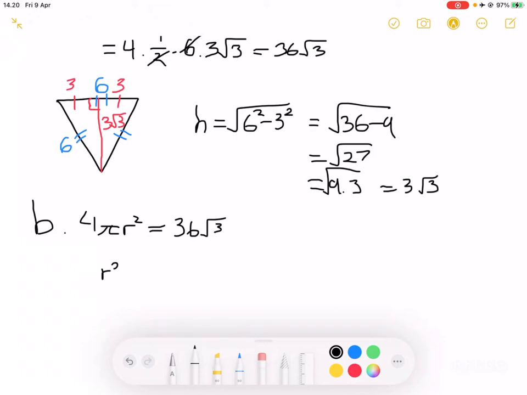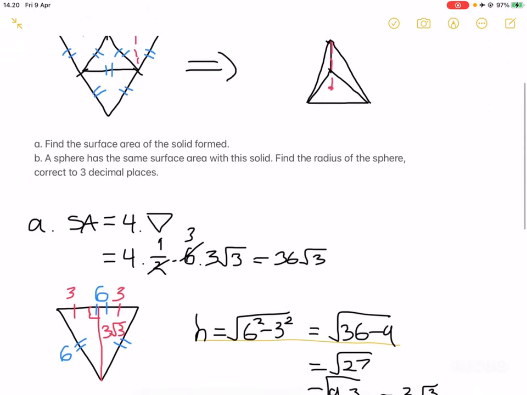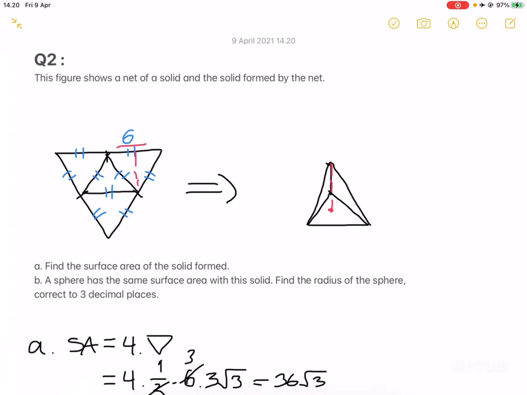Dividing 4 pi on both sides, you get r squared is equal to 36 square root of 3 over 4 pi, which is also equal to 9 square root of 3 over pi. That means our radius will be equal to the square root of 9 times the square root of 3 over pi, which if you plug that in a calculator, you'll get approximately equal to 2.228. Correct to 3 decimal places, of course. So that is it for question 2. Let's jump into question 3.